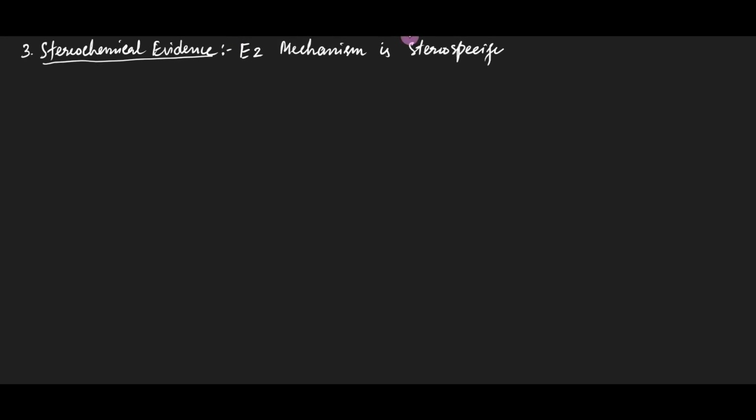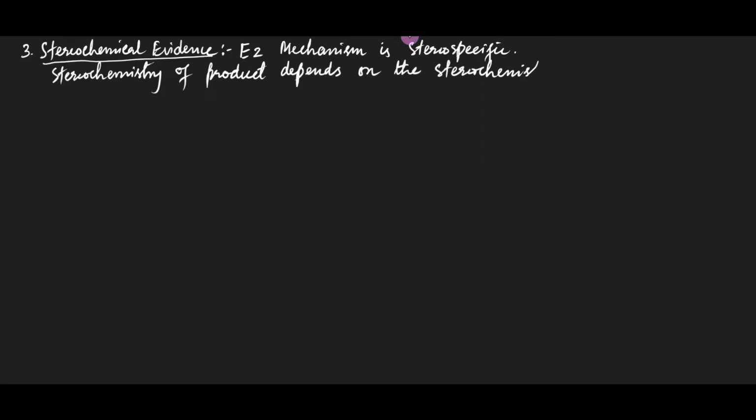E2 mechanism is stereospecific, which means stereochemistry of the product depends on the stereochemistry of the reactant. To understand this, let us write the substrate again. The base abstracts the beta proton, the bonding pair of proton and beta carbon moves to form a pi bond between beta and alpha carbon, and the leaving group leaves from alpha carbon along with bonding electron pair.